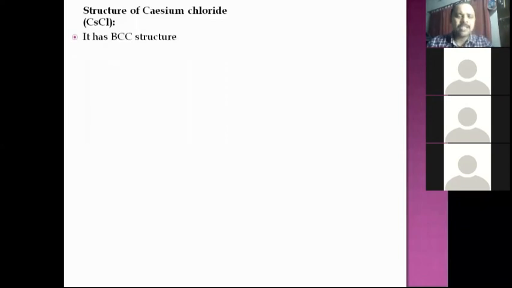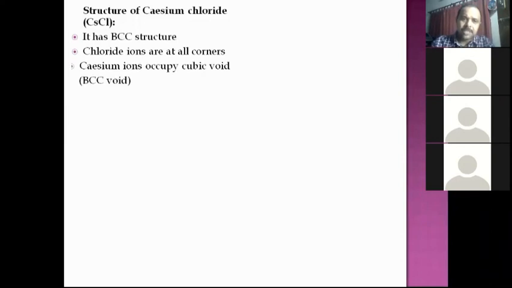Cl minus ions will form a simple cube, meaning Cl minus ions will be present at the corners. Now, when 8 particles are at the corners, there is a cubic void at the body center. That will be occupied by the other type of ion, the cesium ion. So it has a BCC structure where chloride ions are all present at the corners and cesium ions occupy cubic voids, which is also called the body centered cubic void.